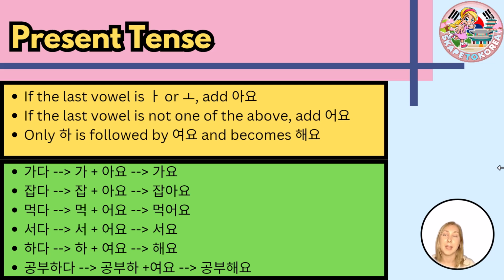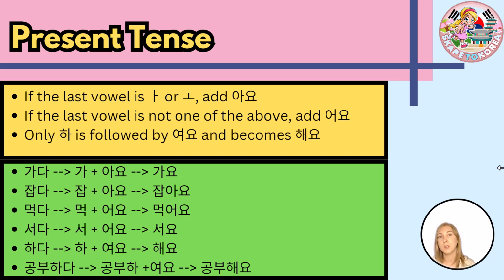After dropping 다, it becomes 서. Again, it's the second rule, so we're adding 어요, and it becomes 서요. And just like with 가요, they are the same, so they combine into one vowel and it's just 서요. And the last rule is that only 하 is followed by 여요 and becomes 해요. So the 하다 verb is 하, 하다 is to do, 하 plus 여요 just becomes 해요.